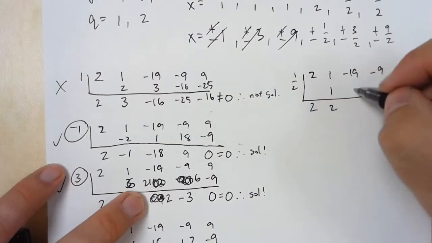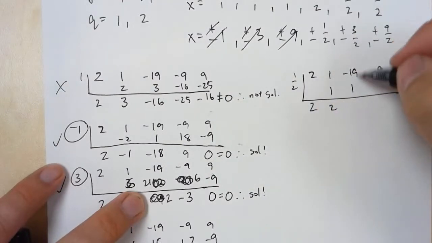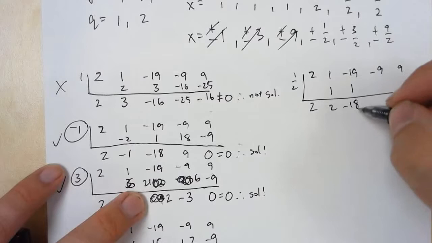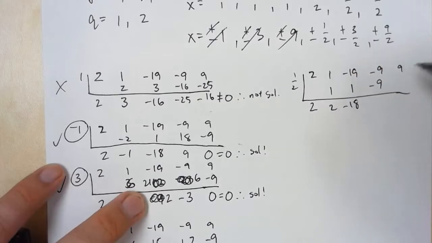2 times 1/2 is 1. Negative 19 plus 1 is negative 18. Times 1/2 is negative 9. Negative 9 plus negative 9 is negative 18. Times 1/2 is negative 9. 9 minus 9 is 0. Oh my goodness, it worked out. Woohoo! Okay, so therefore, it is a solution.